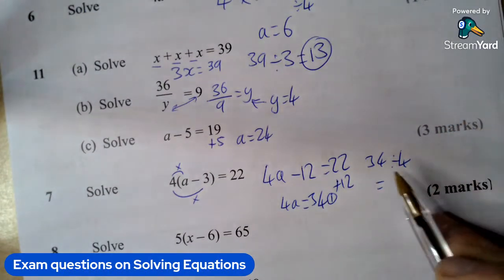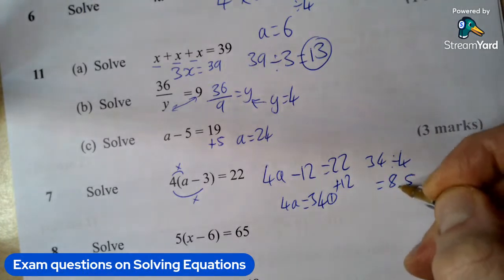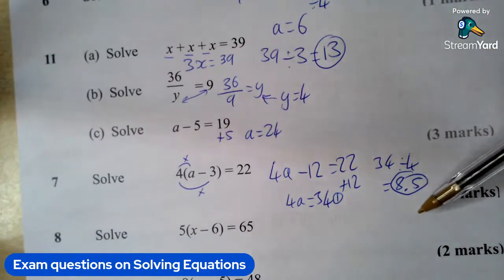Half of 34 is 17, and half of 17 is 8.5. And don't be confused. If you get a decimal, it's perfectly normal. On a non-calculator paper, getting a decimal is absolutely fine, okay? It's perfectly normal if you get a decimal.